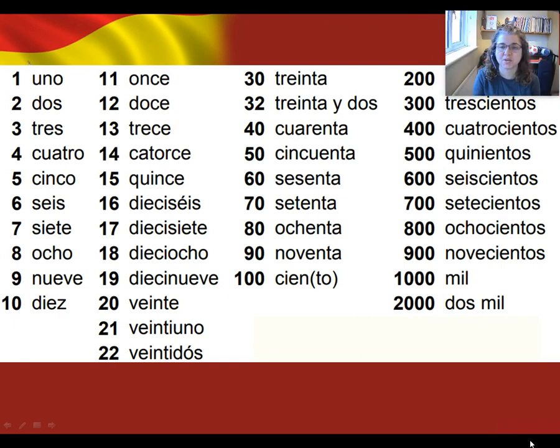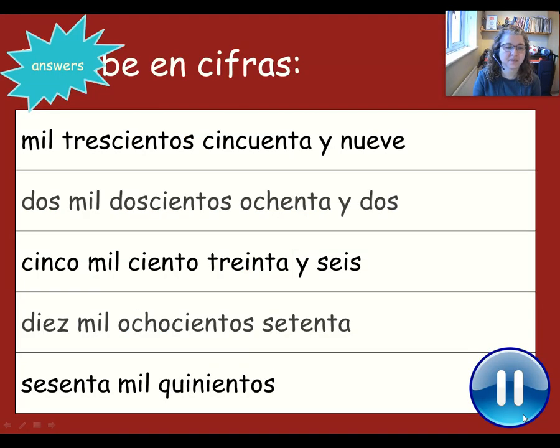So, are you ready to check the numbers? Let's go. The first one says 1,359. Number 2 says 2,282. Did you get that one? The third one says 5,136. So 5,000, ciento, 100, 36. The next one, 10,870. So 10,000 is 10,000. 800 is 800. 70 is 70. There's no ones in this one.